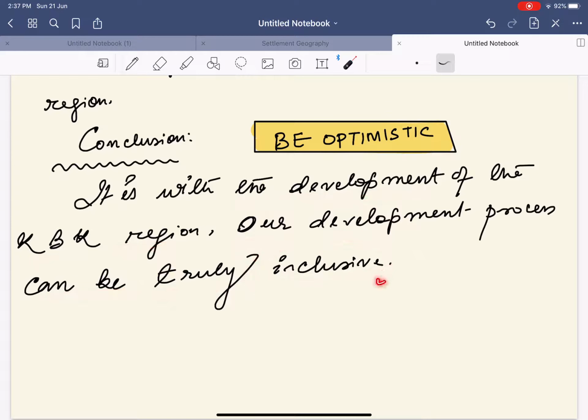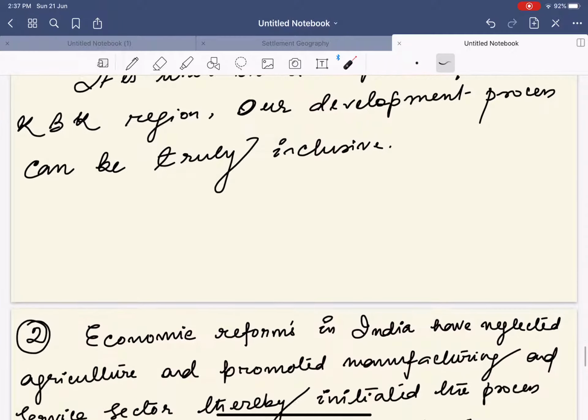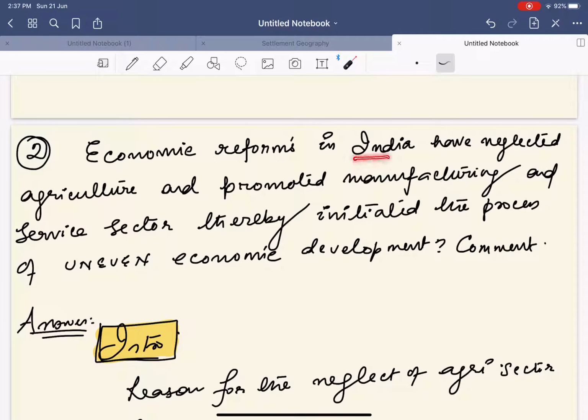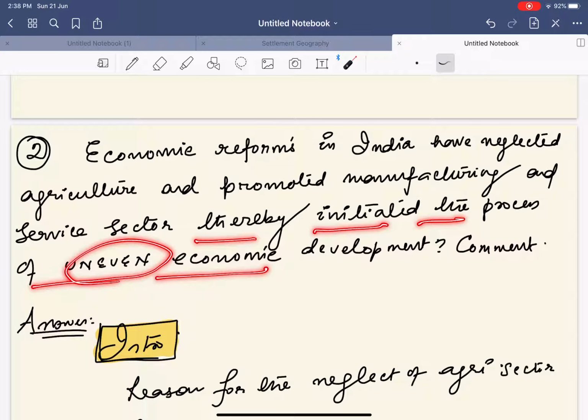I hope you understand the meaning of inclusive is taking everyone along with the process of development. Next question. Economic reforms in India have neglected the agriculture and promoted manufacturing and service sector, thereby initiating the process of uneven economic development.